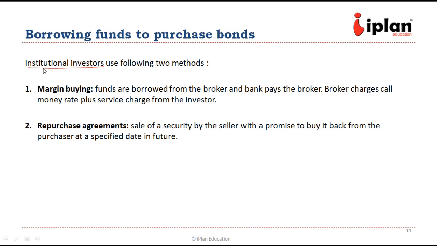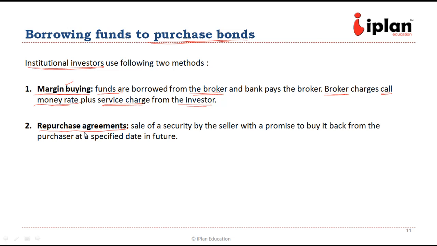These are the two ways in which institutional investors borrow to purchase these bonds. One could be margin buying, in which the funds are borrowed from the broker and the bank is making the payment to the broker. The broker is charging the call money rate, which is the short-term interest rate for the funds which he has given, plus a service charge from the investor. So he is basically providing funds to the investor based on interest, which are short-term money market rates and service charges. The investor is using these funds to generate returns on them.